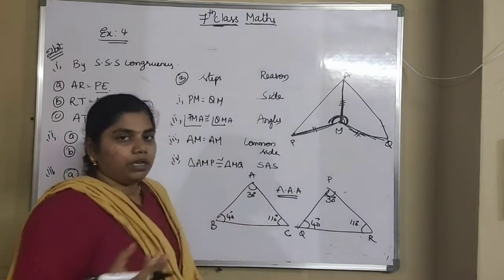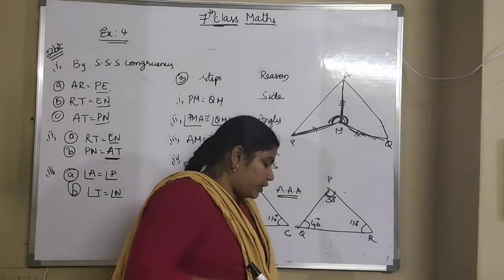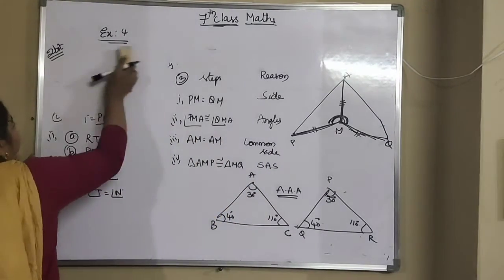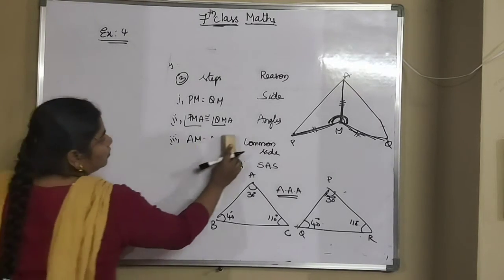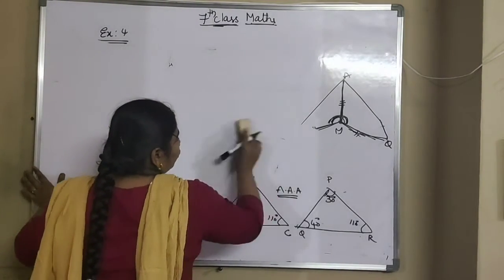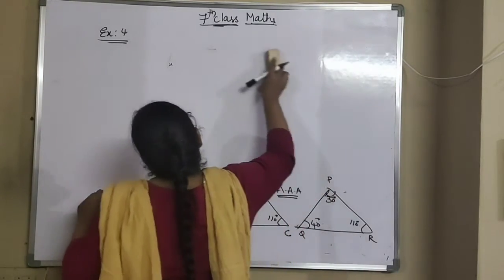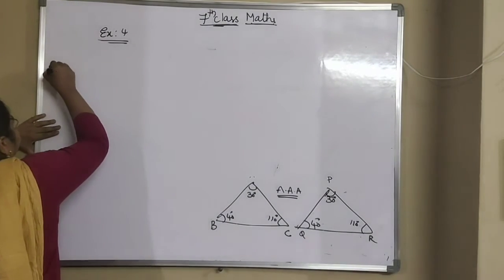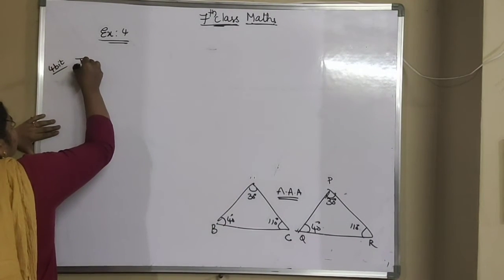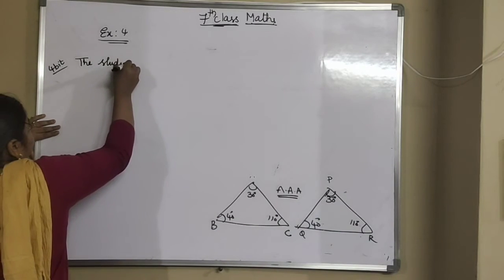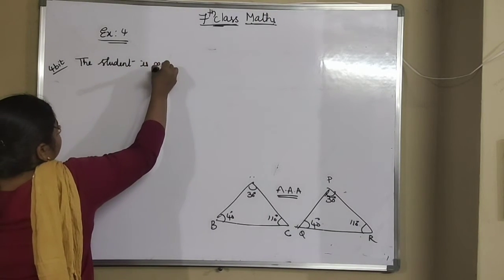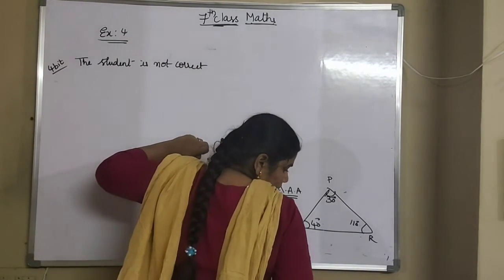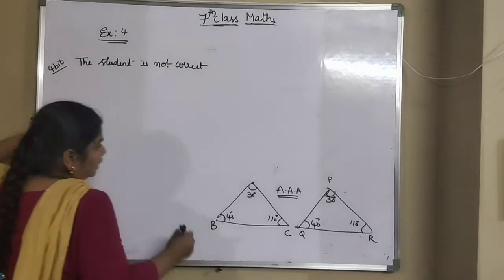They are telling that these two triangles are congruent to each other by using AAA congruency, it seems. We don't have any AAA congruency. So what they told is wrong. The student is incorrect. You write the solution here. We don't have any congruency like angle, angle, angle. So we will write: the student is not correct. AAA is not a congruency criterion.